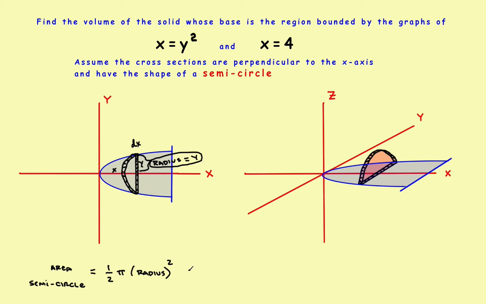So I need to put this general formula in terms of my sketch, and in terms of my sketch, it's going to be 1/2 pi, and in place of the radius, I'll replace it with y, but it's going to be y squared. So this is going to be the area of the semicircle, but with one important thing, it's going to be in terms of y. So right now, it's a function of y. So let's go back to our rules again.